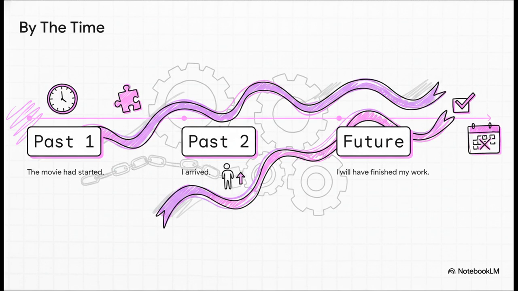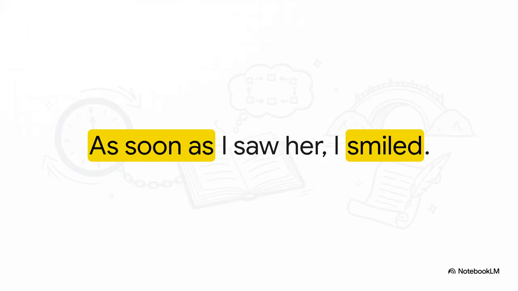And we can do this in the future too, like, by the time you arrive, I will have finished my work. It sets clear, undeniable boundaries between the events. Now, for events happening immediately after one another, we usually reach for as soon as. Like, as soon as I saw her, I smiled. This structure keeps our sentences in a very casual, standard conversational tone. I mean, it's perfectly correct, but it's an everyday phrasing. It doesn't exactly scream advanced writing, right?